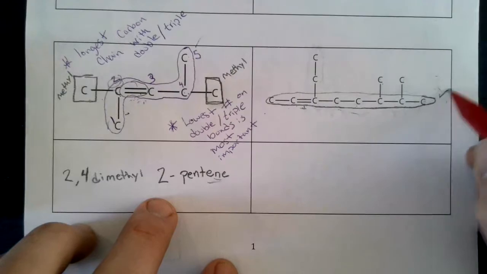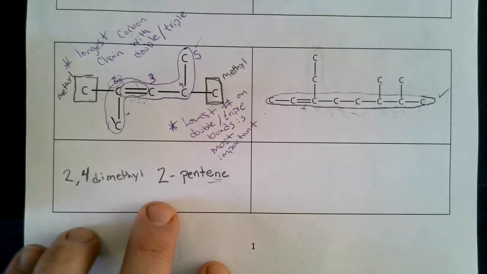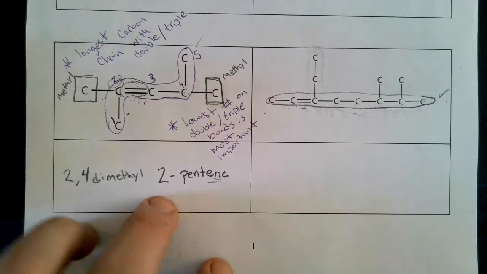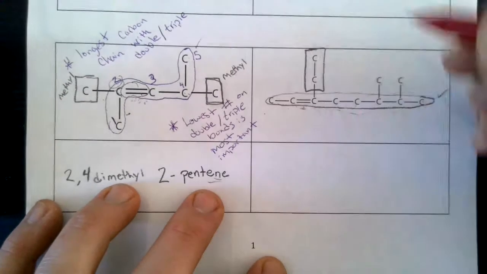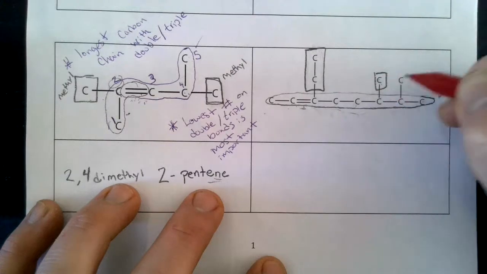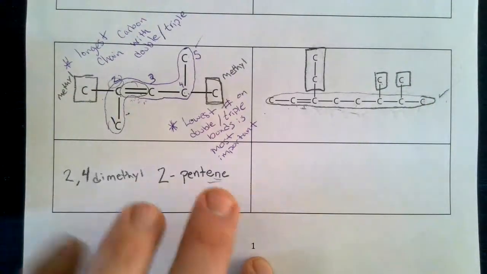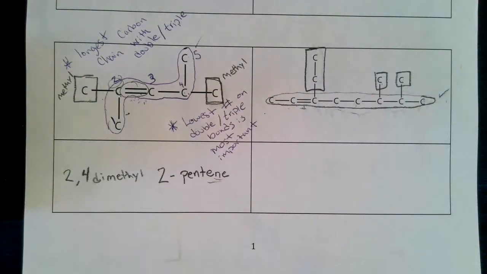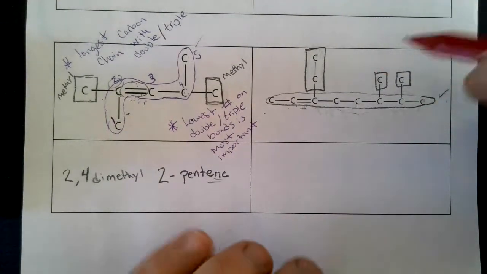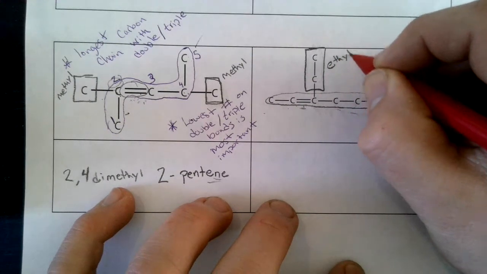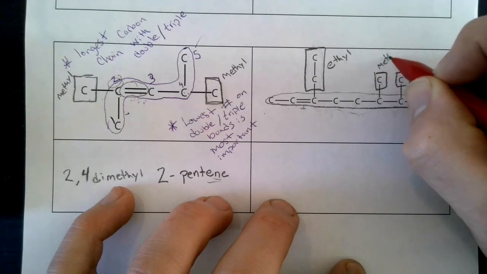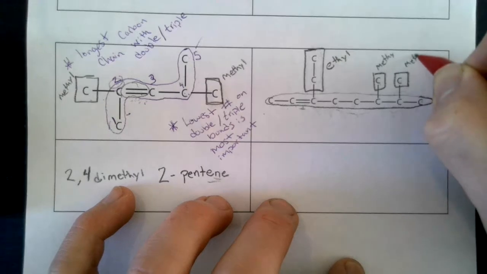So step 1, identify the longest chain with a double or triple bond. Step 2, identify the branches. Anything that is not circled in the main chain is a branch. 3 branches. Step 4, or 3, I'm losing count here. This is going to be an ethyl branch. This is going to be a methyl. And this is going to be a methyl.